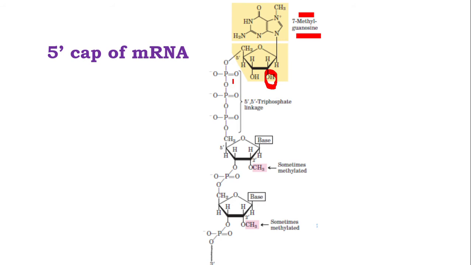Why is it essential? Because once this RNA moves from the nucleus to the cytoplasm, there are so many enzymes. These enzymes will break down the RNA into fragments, and that means this RNA will be destroyed. So this is an arrangement to increase the lifespan of mRNA in the cytoplasm.